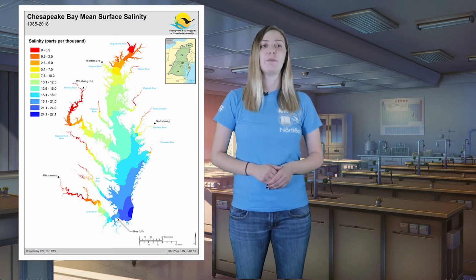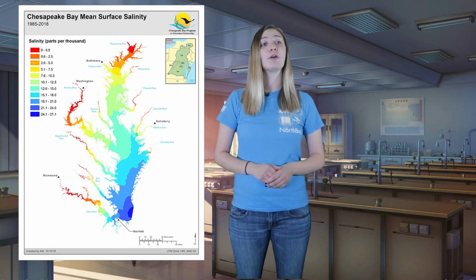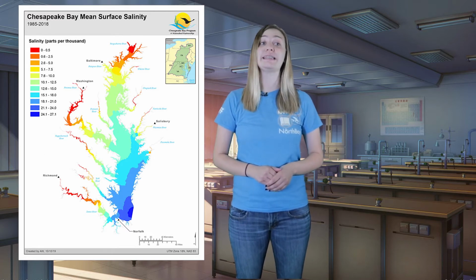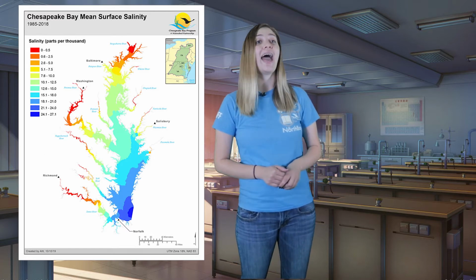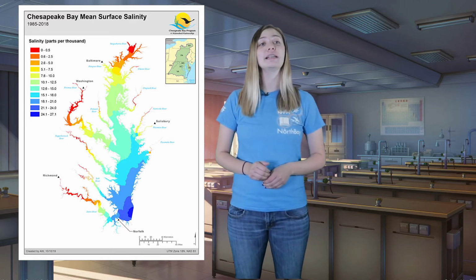The southern portion of the bay is saltier because it flows into the Atlantic Ocean, which contains salt water. As you go north, the water is further away from the ocean and is therefore less salty or contains less brackish water or even fresh water. The bay is saltier along the eastern shore.